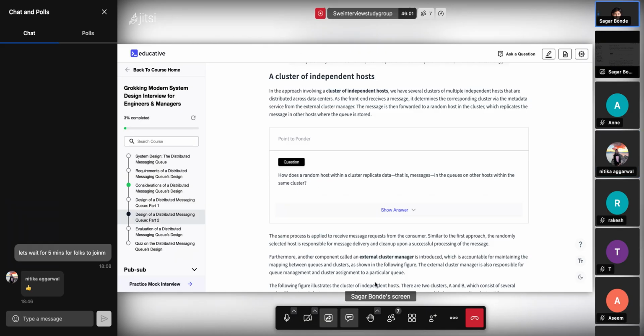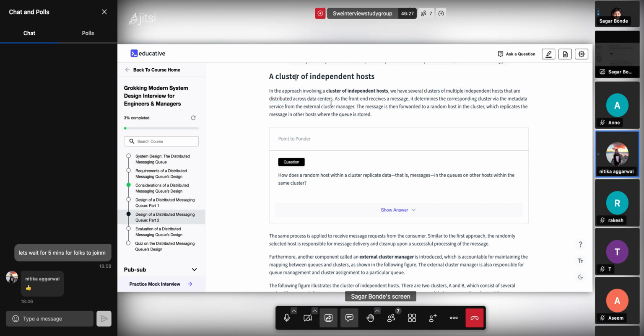Can you read again this part? In the approach involving a cluster of independent hosts, we have several clusters of multiple independent hosts that are distributed across data centers. Can you explain that? We have several clusters of multiple independent hosts that are distributed across data centers.